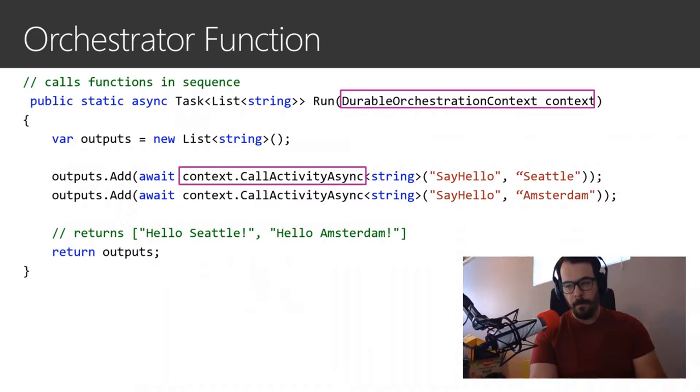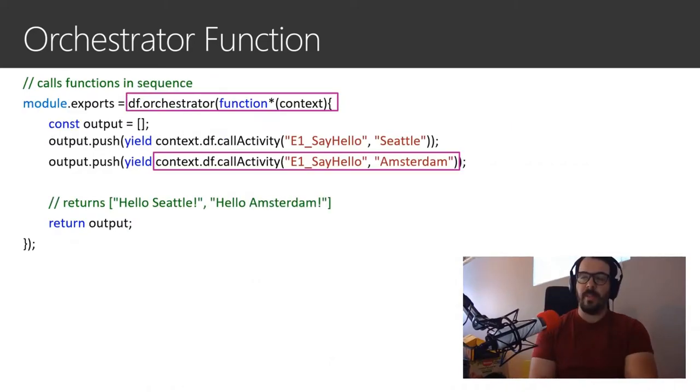So here's how it looks using Node. Same kind of thing. You have an async function. You have a return hello binding. The whole thing is there. And the orchestrator function kind of looked the same. We're not using async anymore. We're using a yield. But you're seeing here the same kind of function, like say hello, Amsterdam. The whole thing is there. That works as well.